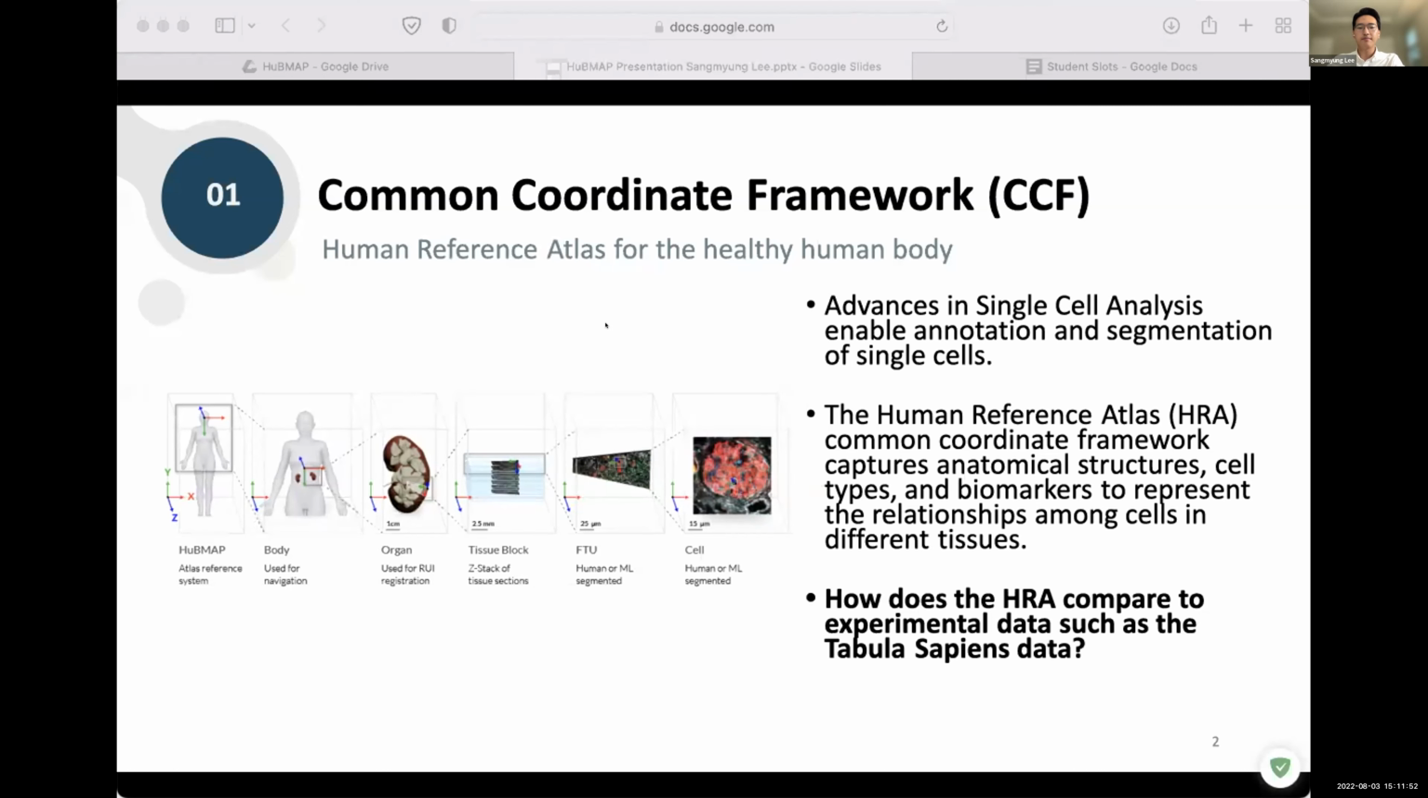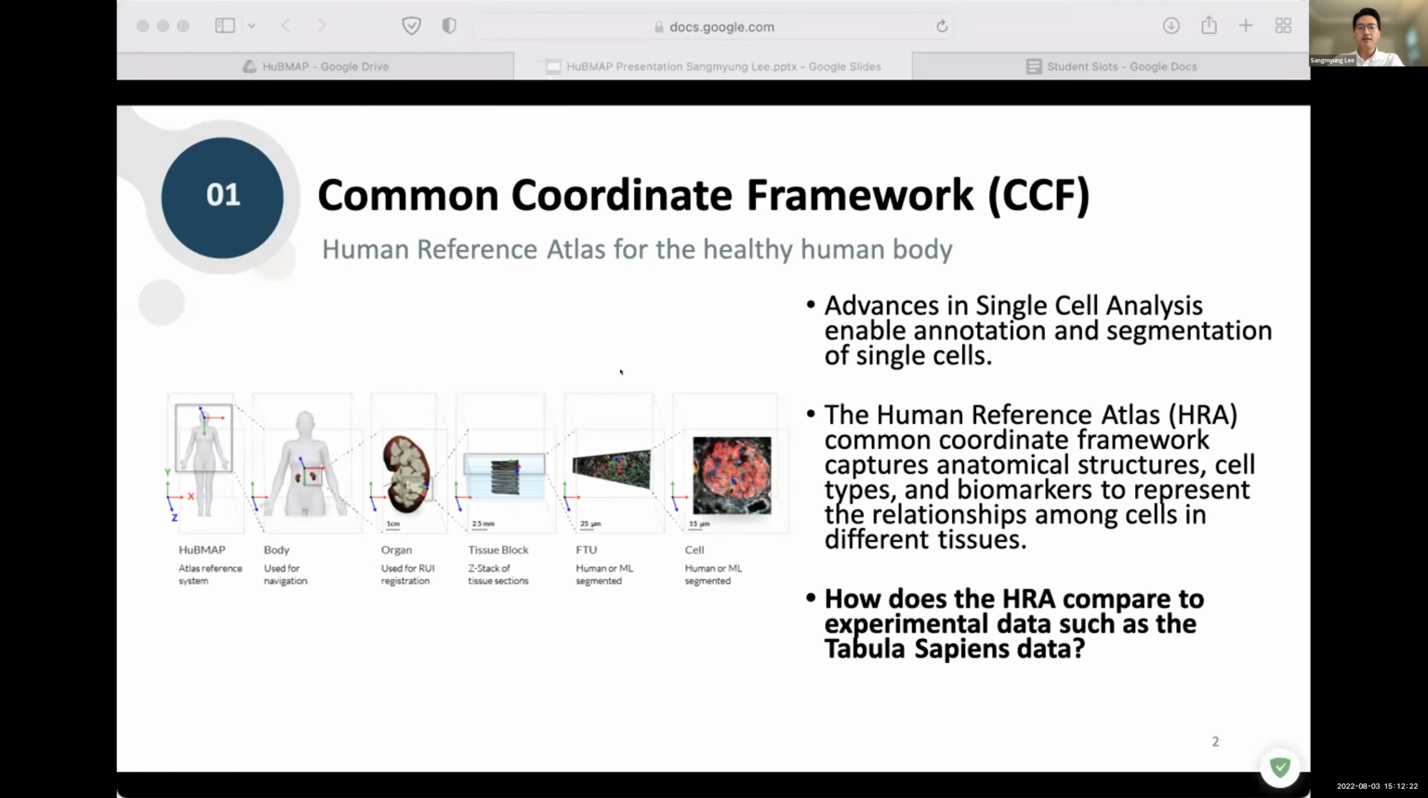the entire human body. The Human Reference Atlas Common Coordinate Framework captured the anatomical structures, cell types, and biomarkers to represent the relationship among the cells in the different tissues and the associated 3D reference objects. The Human Biomolecular Atlas Program is developing, validating, and optimizing various technologies for discovering the human body at the single-cell resolution.